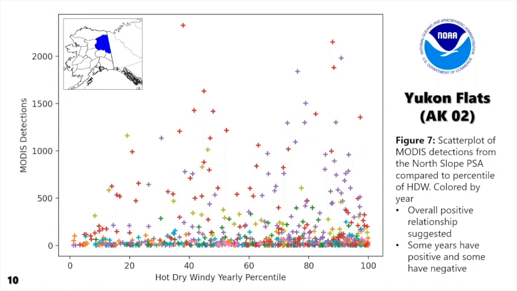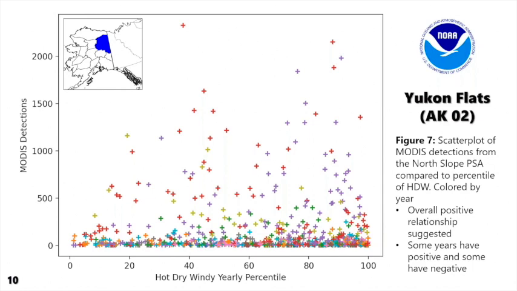Finally, I attempted to do a bulk analysis of all of this. And this is a scatter plot of your MODIS detections within a particular sub area called a predictive service area. I selected one from the northeast interior here where there were a lot of fires. And I looked at the mean hot, dry, windy yearly percentile value for that area, as well as the MODIS detections. And you can see a general positive trend, but it's not very strong.